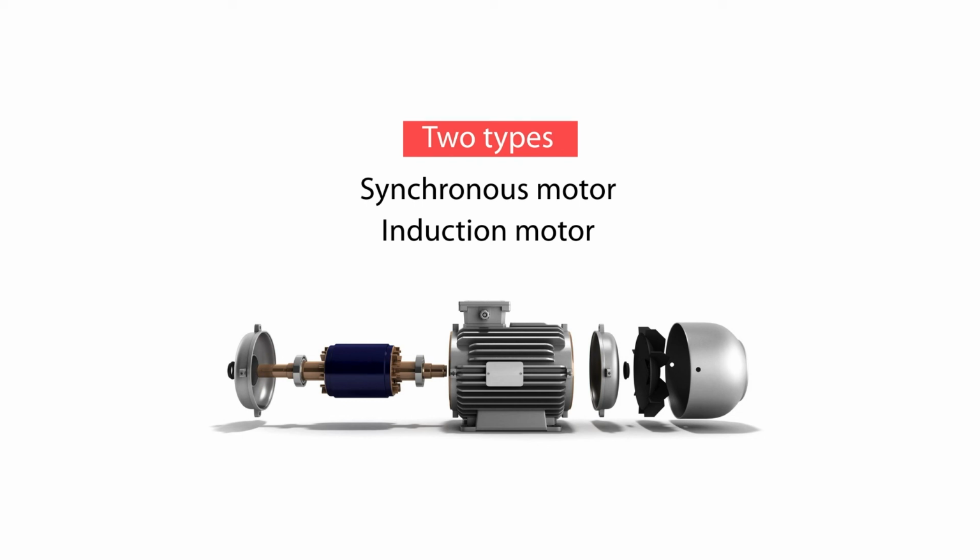Both are AC motors. From the construction point of view, the synchronous motor also has a stator and a rotor, and the induction motor also has a stator and rotor. But the difference in the two is that the induction motor runs at speed less than synchronous speed and synchronous motor runs at synchronous speed.